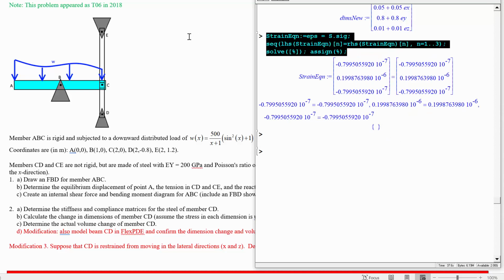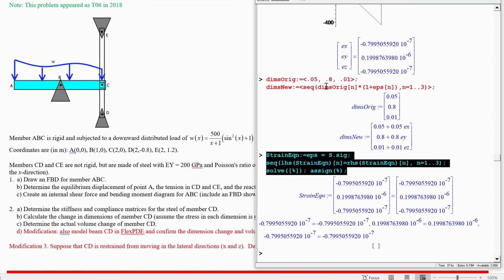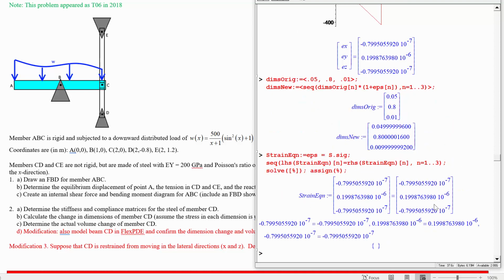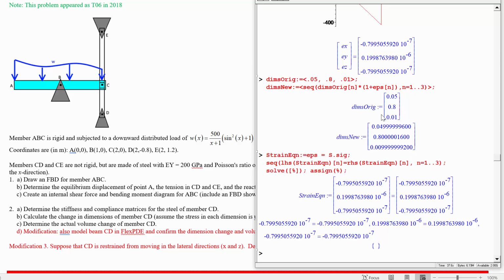So the output is a little bit funky afterwards. Anyway, once we've got this code executed, then this code is going to be able to figure out the new dimensions by adding the new epsilon. Okay, so now we've got the original dimensions, we've got the new dimensions. The new dimensions are almost the same because there's almost no change in the dimensions because the strain is so little.